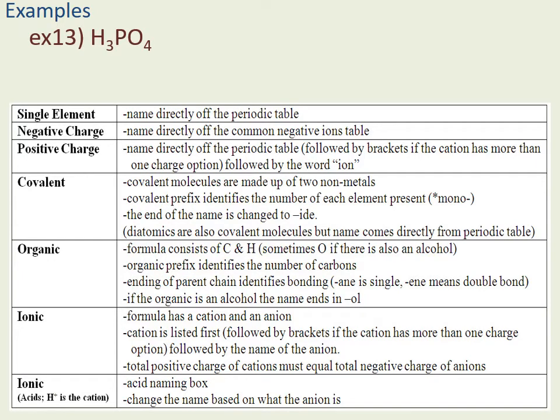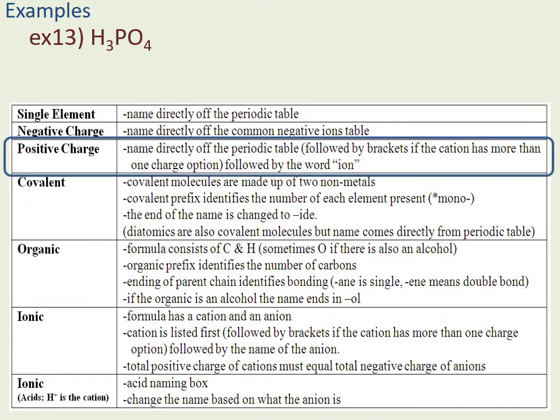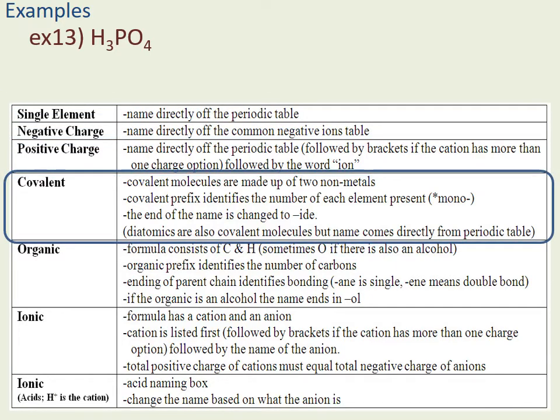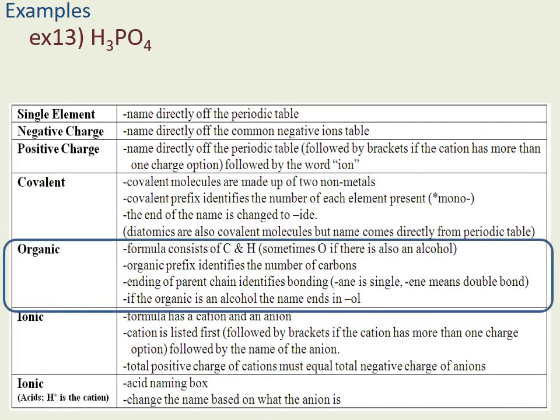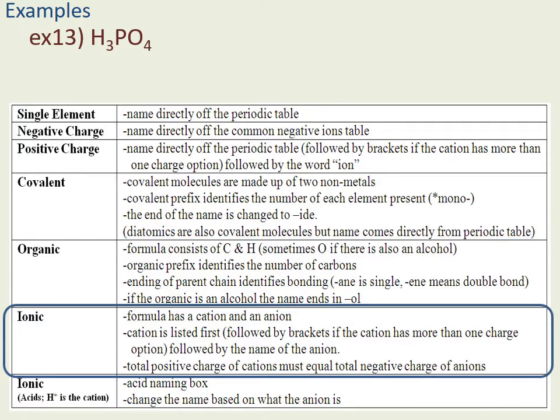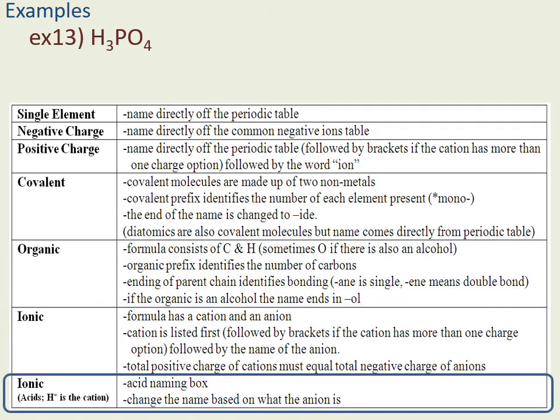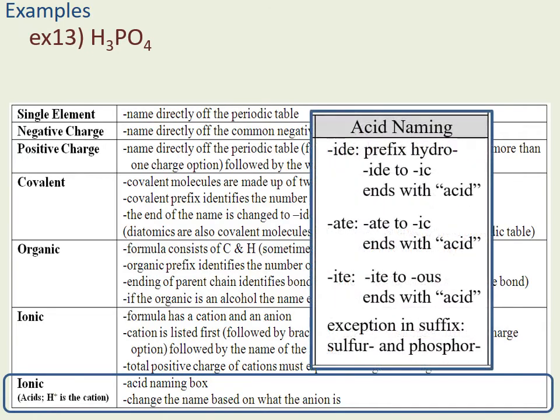Example 13, H3PO4. We don't have a single element. We don't see a negative charge or a positive charge. It can't be covalent because we have more than 2 elements. It's not organic because there is no carbon, so therefore it must be ionic. And it is an ionic acid because we see there's H plus mixed up with something we find on our negative list. So I bring up the acid naming box and change the name based on what the anion is.